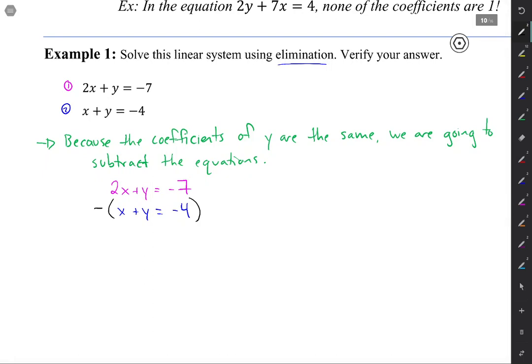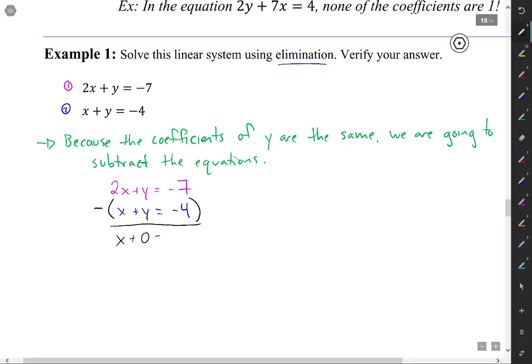So now we're going to subtract like terms, and our goal here is to eliminate one of the variables. First, we're looking at these two right here, 2x minus x. That would leave us with just 1x, or just x. And then the next one, we have y minus y. So in this case, we are going to end up with 0, so plus 0, because y minus y is equal to 0. It eliminates that variable.